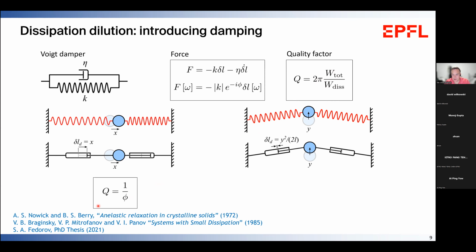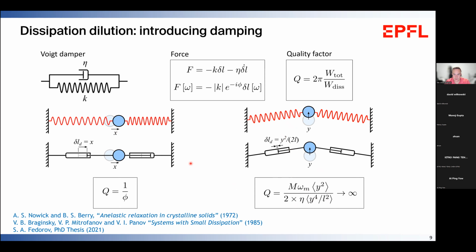But for the Y mode, something different happens. The stored energy scales as y squared, while the losses scale as y to the fourth. So for small displacements in this idealized system, there is actually no dissipation, and the Q goes to infinity. And this is exactly what is happening in our nanomechanical resonators. The combination of stress, the tensioning of the springs, and what we call geometric nonlinearity, which is that the elongation of the springs is quadratic in the mode amplitude, gives this dissipation dilution effect.